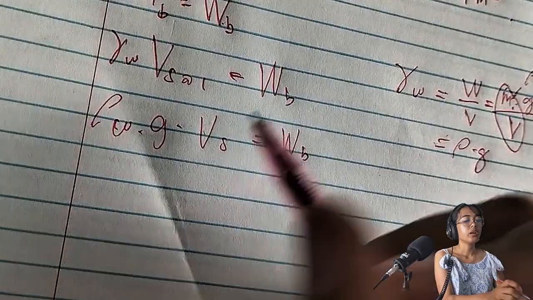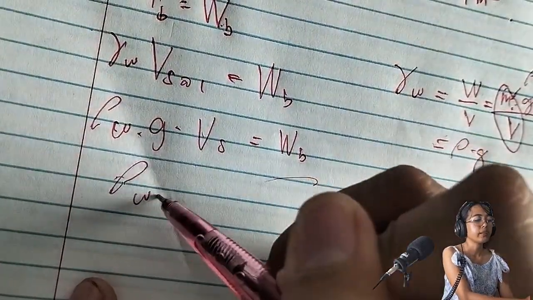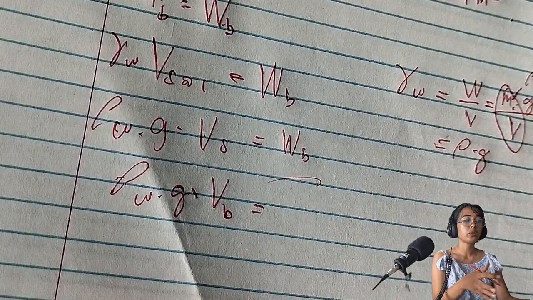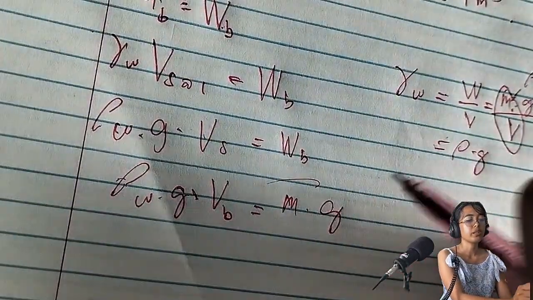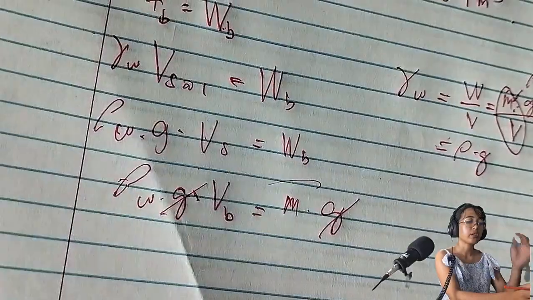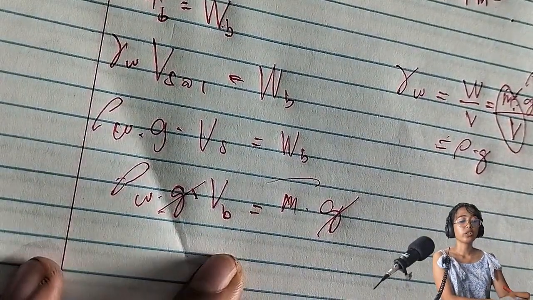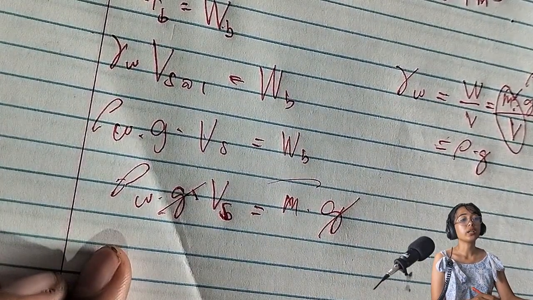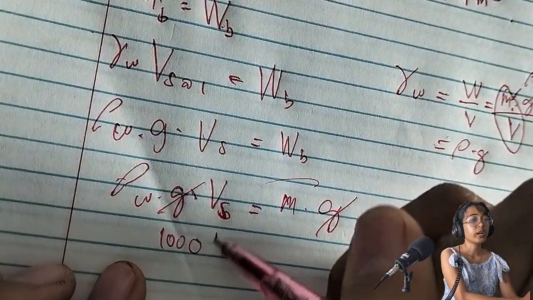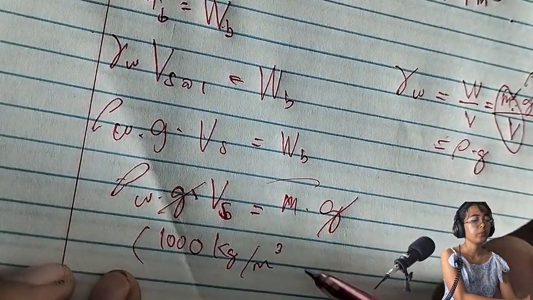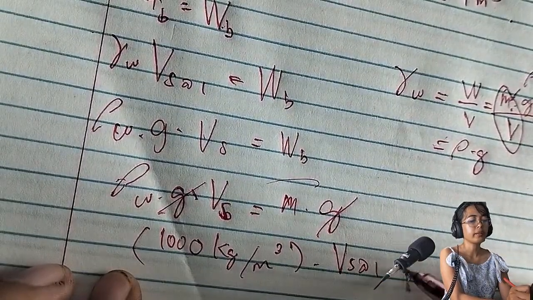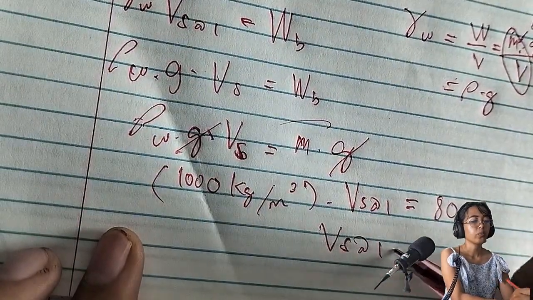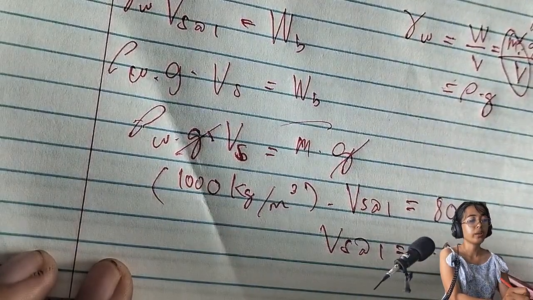Okay. So now, ma-equal ni siya. Then, if we're going to dissect na ang weight, it's only mass times gravity. So, since both sides do have a gravity, i-cancel out the gravity. Density of the water times the volume submerged at 1 is equal to mass. So, ang density sa water, we have 1,000 kg per meter cube. Vs at 1 is equal to mass na 80 kg. Therefore, Vs at 1 is equal to 0.08 meter cube.